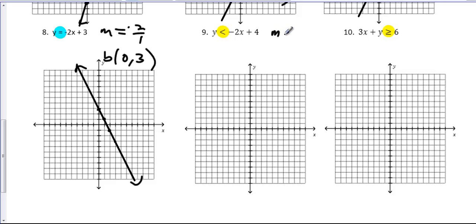Okay, in this one, my slope is -2/1, my y-intercept is 0, 4. So I go up 1, 2, 3, 4. I place my dot. I go down 2/1, down 2/1, down 2/1.